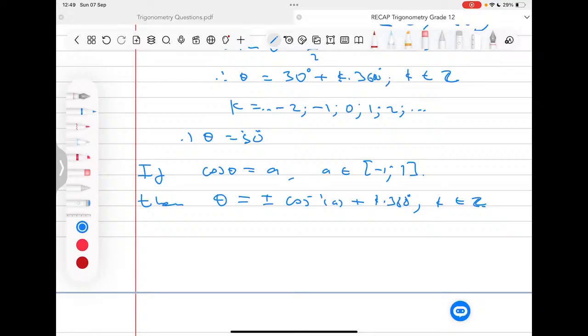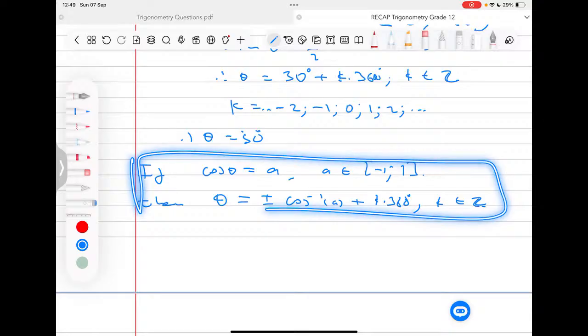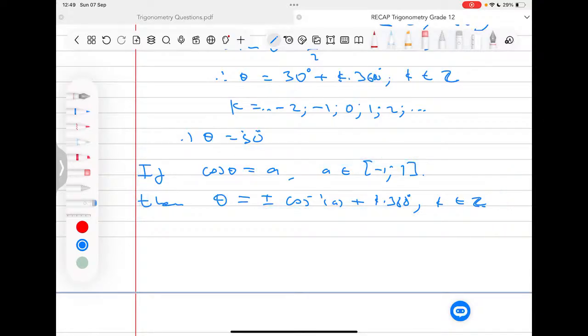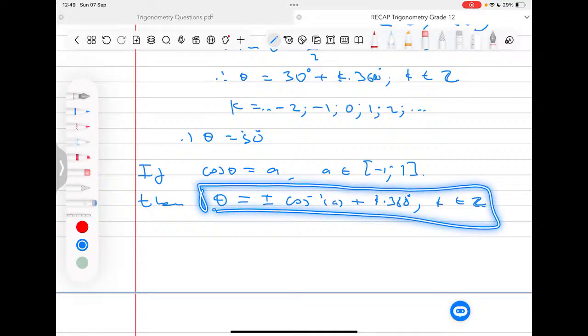This again becomes a general solution for cos. And in the same way that we did when we were doing sine, you can also test different values. It depends. If the question requires you to find specific numbers on an interval, you'll then find them. But if they say write a general solution, you'll just leave your answer at this.